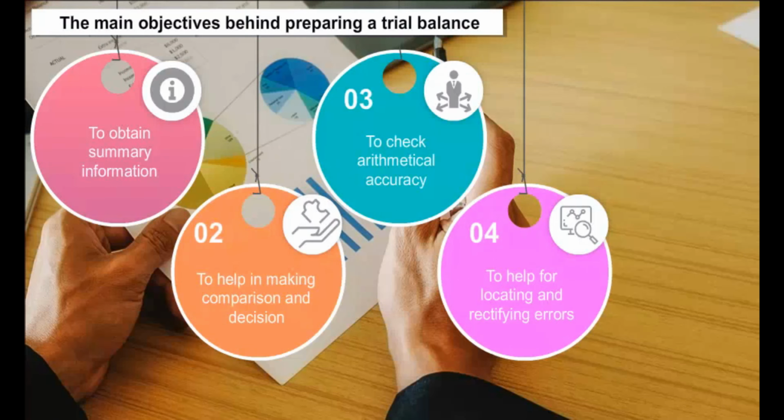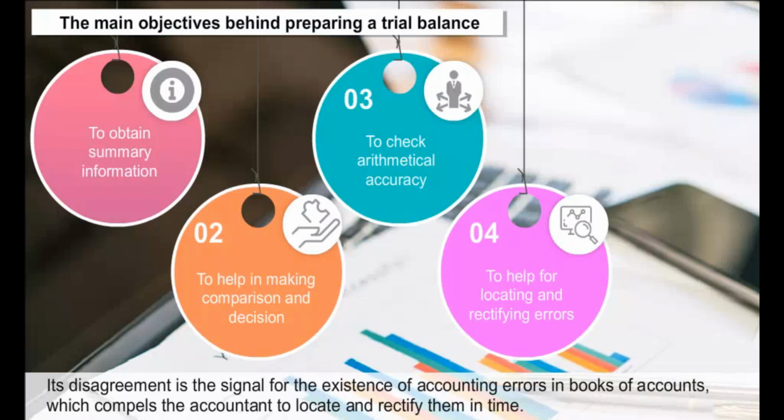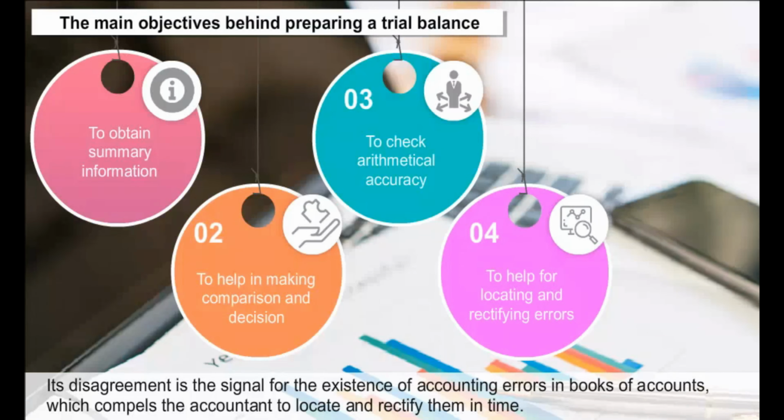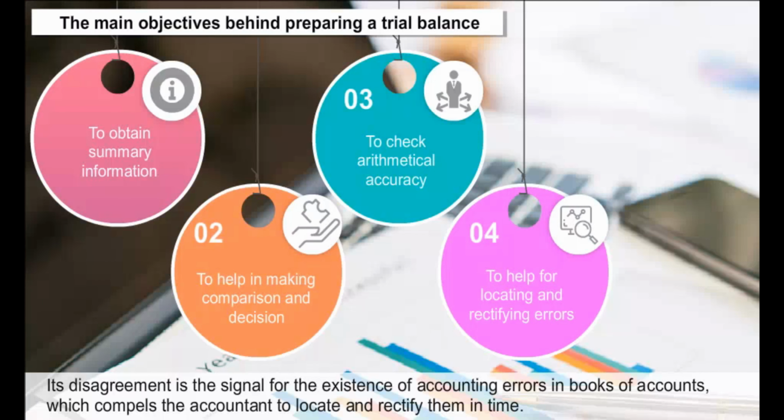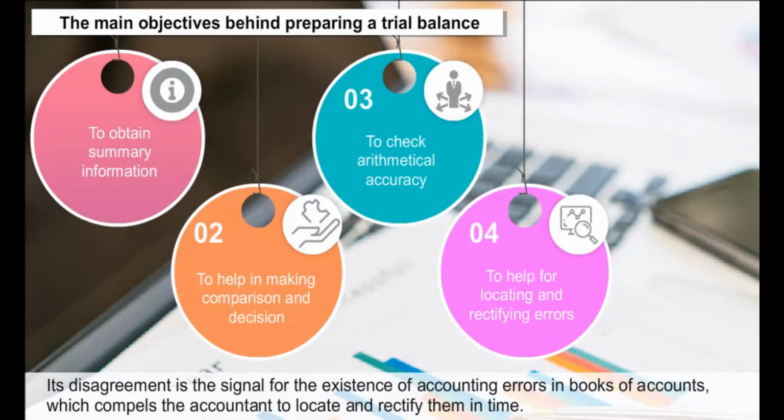4. To help for locating and rectifying errors. Its disagreement is the signal for the existence of accounting errors in the book of accounts, which compels the accountant to locate and rectify them in time.